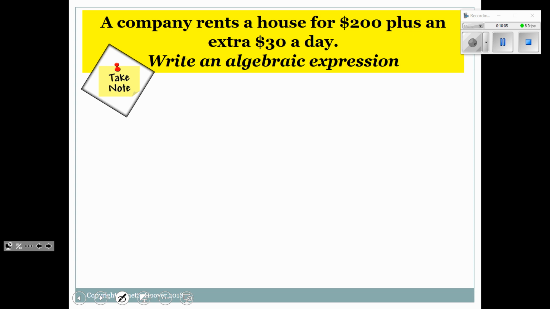So we're just plugging in numbers and following our order of operations that we've been talking about. A company rents a house for $200, plus an extra $30 a day. So the initial fee is $200 plus $30 per day. It doesn't say the word per, it says $30 a day. It means per day. So we're going to multiply $30 times the number of days. $200 initial, $30 for each day or per day.